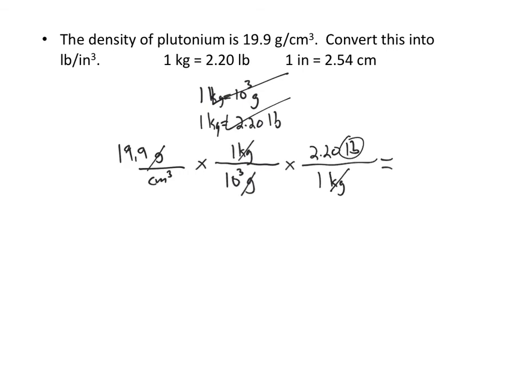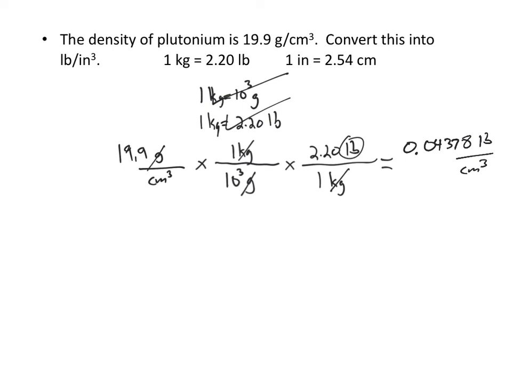So I can take the 19.9, multiply it by 2.20, and then divide that by the 10 to the third. And so I get 0.04378 pounds per cubic centimeter. And I know I'm keeping extra significant figures, but that's better practice. It's best to round at the end, so I'm going to keep all my significant figures until I'm done with the problem.